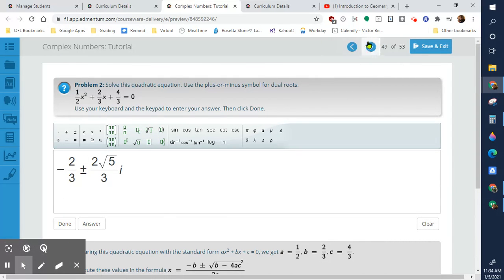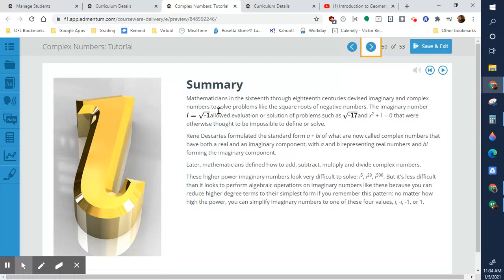Let's move on to page 50. So a summary. This is just talking about how in these centuries, the 16th through the 18th centuries, we devised these numbers just as a way to kind of derive this. Rene Descartes, you'll probably know him from philosophy. He's the guy that said, I think, therefore I am, meaning that because I'm a thinking individual, that means I exist.